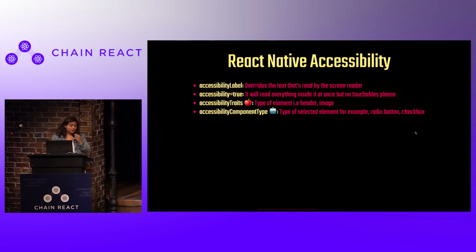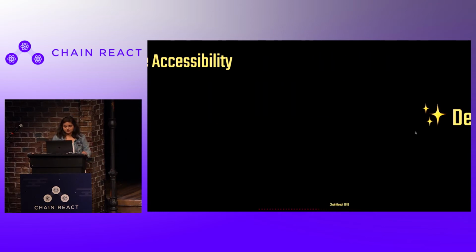One thing I forgot to mention is accessibility traits is only for Apple. For Android, essentially, it's accessibility component type. So the type of selected element could be radio button, checkbox, and so on. There are a lot of properties in the docs itself, but this is to give you an idea of what the different properties on the components are.